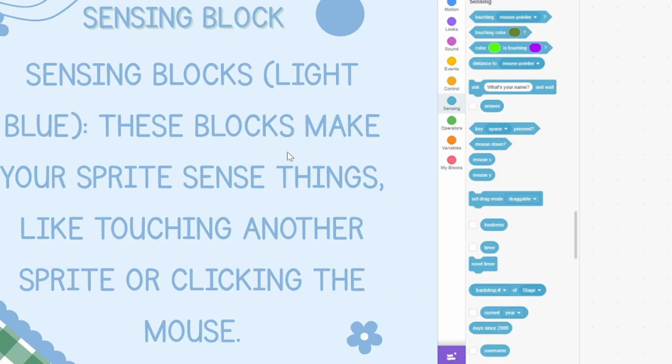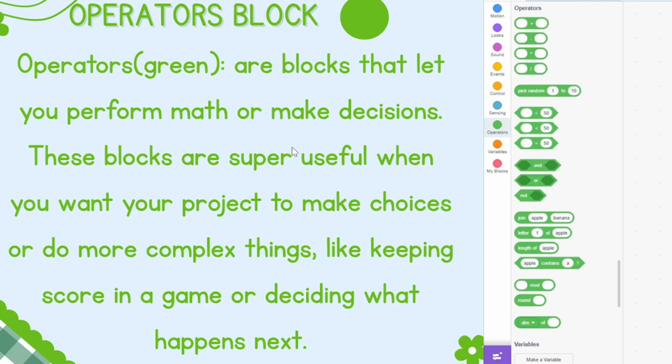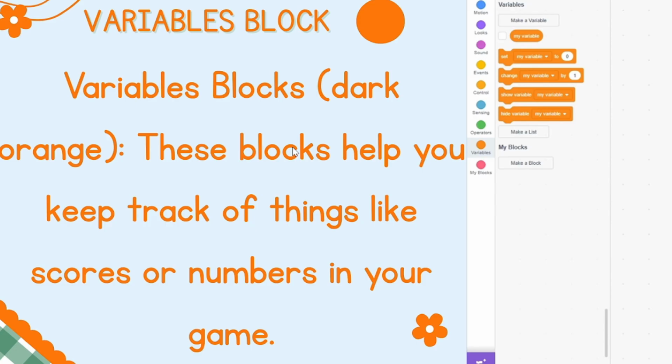The next one is the sensing block, which is light blue in color. These blocks make your sprite sense things like touching another sprite, clicking the mouse, or pressing a key on the keyboard. The next one is the operators block, which is green in color. These blocks let you perform math or make decisions. They are super useful when you want your project to make choices or do more complex things like keeping score in a game or deciding what happens next. The next one is the variable blocks, which are dark orange. These blocks help you keep track of things like score and numbers in your game.